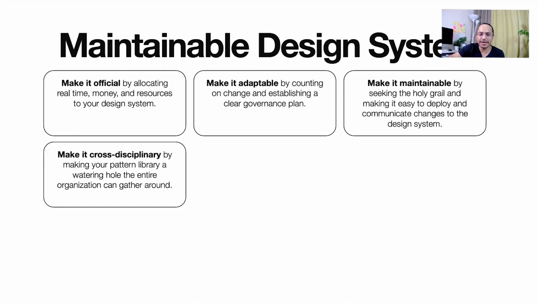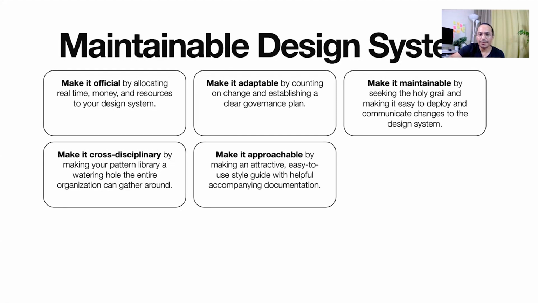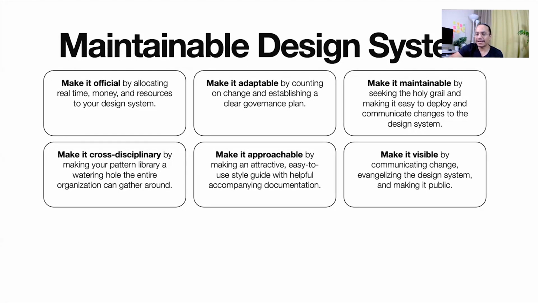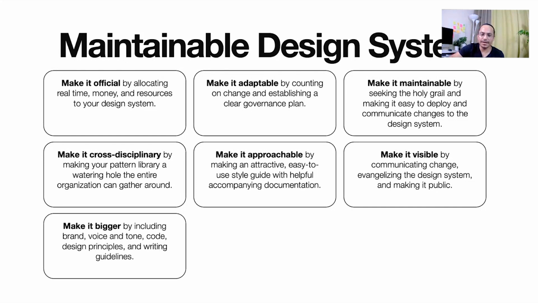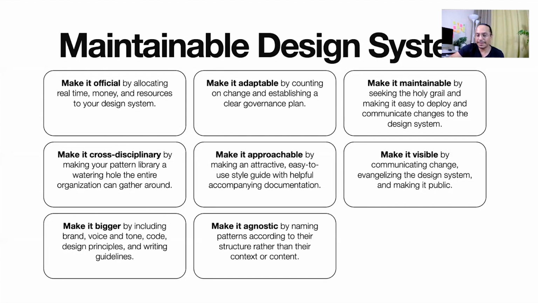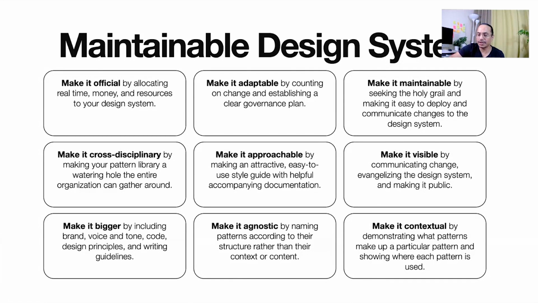Make it cross-disciplinary by making your pattern library a watering hole the entire organization can gather around. Make it approachable by making an attractive, easy-to-use style guide with helpful accompanying documentation, and make it visible by communicating change, evangelizing the design system and making it public. Make it bigger by including brand, voice, tone, code, design principles, and writing guidelines. Also make it agnostic by naming patterns according to their structure rather than their context or content, and make it contextual by demonstrating what patterns make up a particular pattern and showing where each pattern is used.